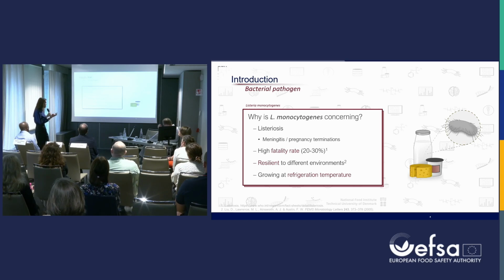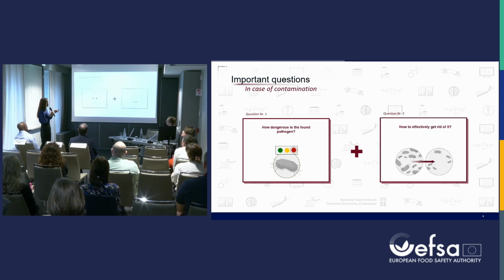So my questions that I want this machine learning tool to answer are: if they found a Listeria monocytogenes, how dangerous is the found pathogen, and how do they get rid of it properly? That means I want to know the virulence potential, and whether it's resistant or tolerant to the disinfectant that they use in the food industry. These are the two basic questions that I tag on, and that is one of the most important food questions for food safety.